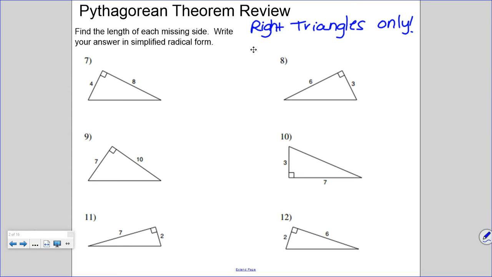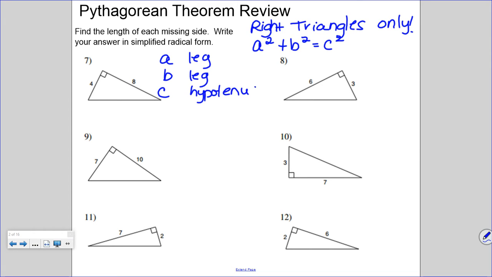The formula for the Pythagorean theorem is a squared plus b squared equals c squared, where a is a leg, b is a leg, and c is the hypotenuse. So basically c is the hypotenuse, and the other two are legs. So the hypotenuse you can always find by looking at the right angle, and it's straight across from it every single time. So this is the hypotenuse, this is the hypotenuse, this is the hypotenuse. The other two sides are a and b, and it really doesn't matter which side is a and which side is b. So let's look at this one that's labeled number 9 and let's try it out.